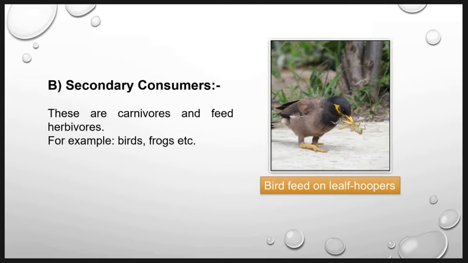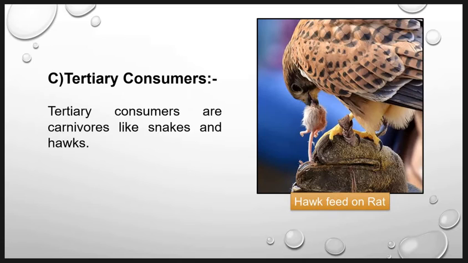The birds feed on the leafhopper. The tertiary consumers are the carnivores which feed on secondary consumers. Examples of tertiary consumers are snake and hawk. The hawk feeds on rats and smaller birds.